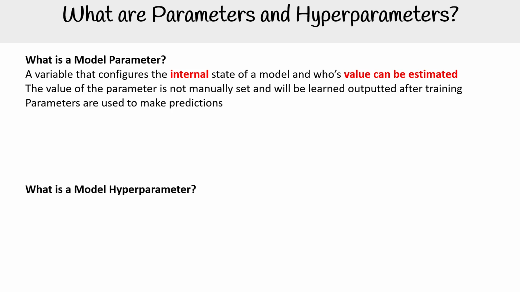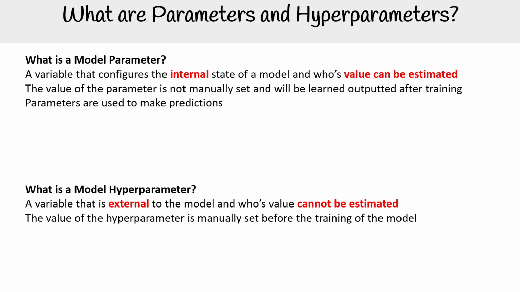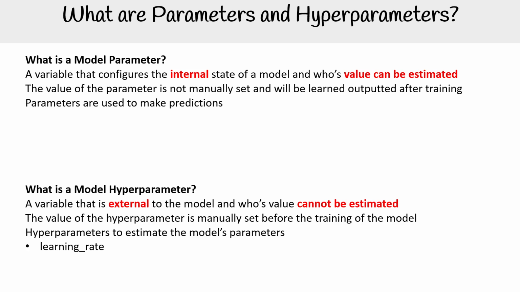Then we have model hyperparameter. This is a variable that is external to the model and whose value cannot be estimated. The value of the hyperparameter is manually set before the training of the model. Hyperparameters are used to estimate model parameters. And so we have things like learning rate, epochs, and batch size.